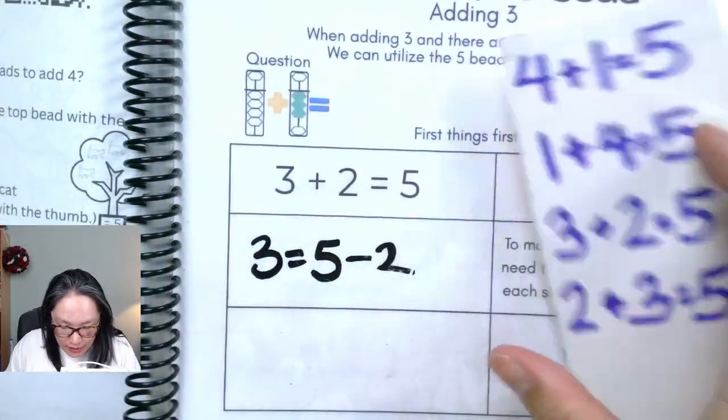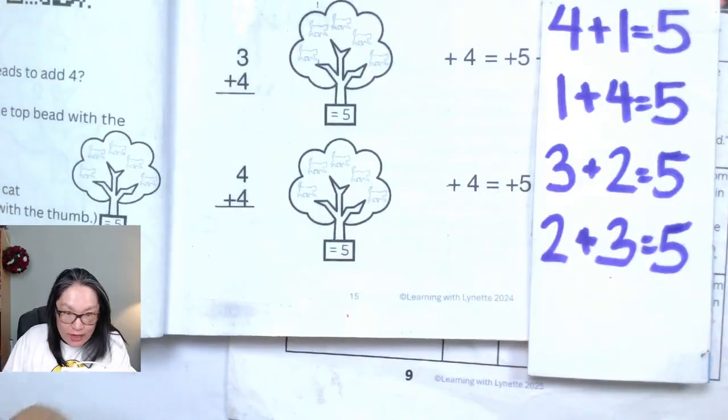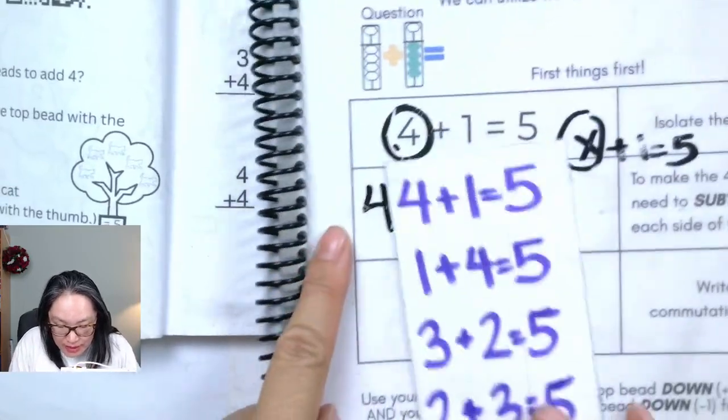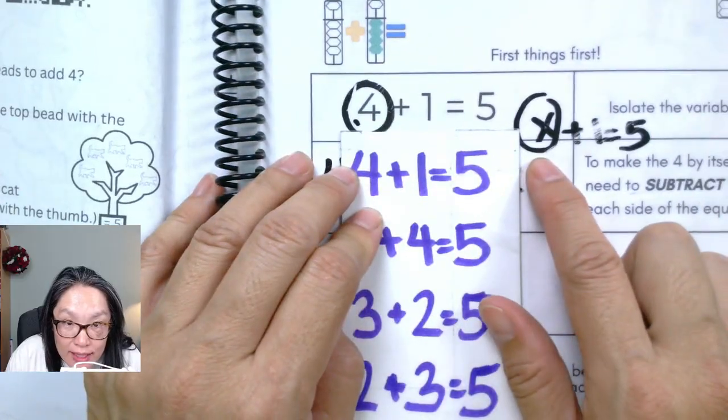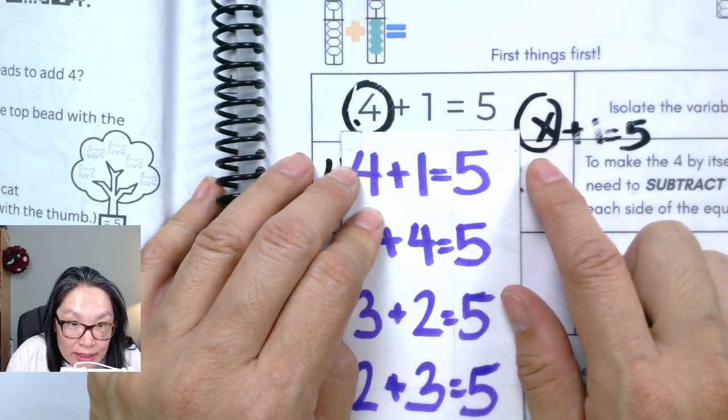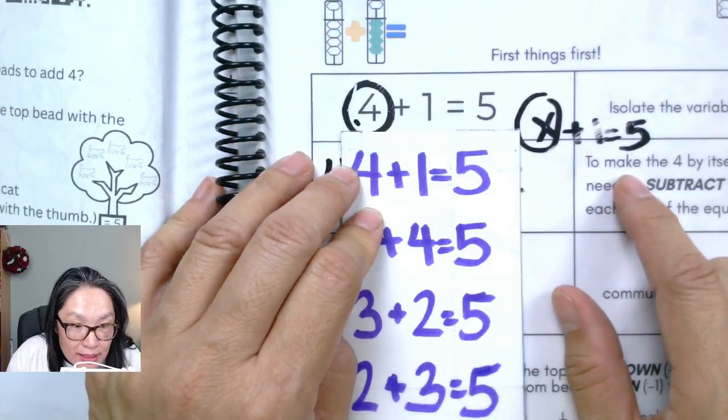what's going to happen? Oh, we got to do the 4. So what we're going to do is we're going to add a 4. Why are we going to add the 4? Because we need to understand that this is the concept we're teaching the kids. Now notice that we're going to try to isolate the variable. Isolating the variable means what? To make the 4 by itself.